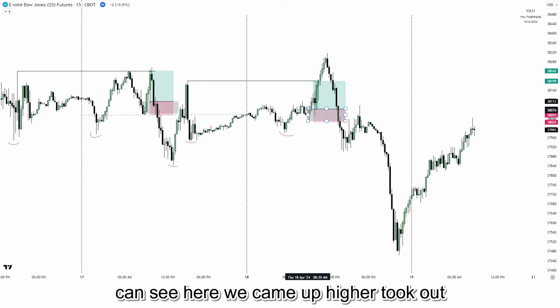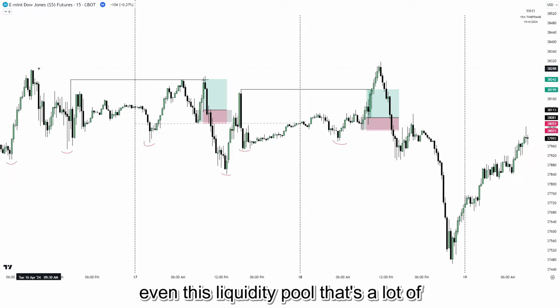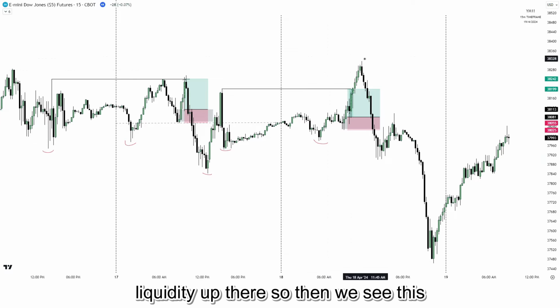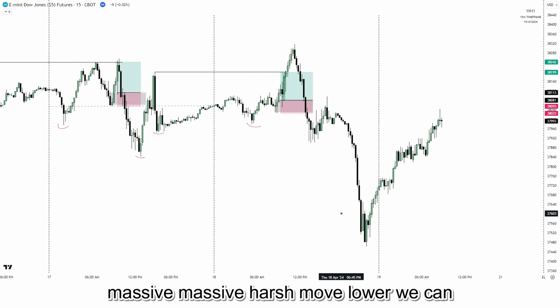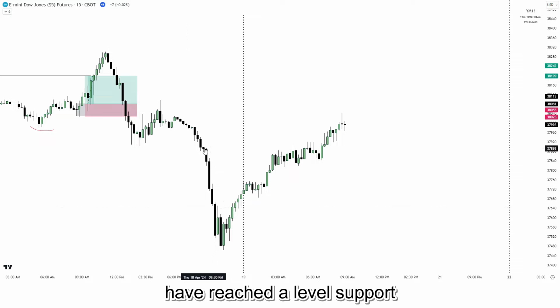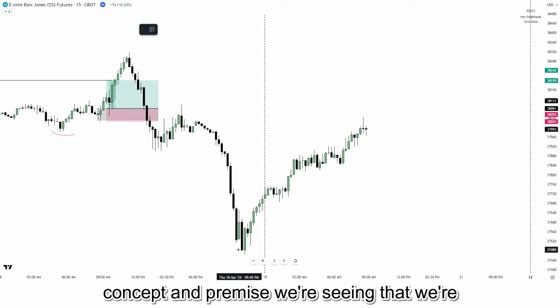As we can see here, we came up higher, took out this liquidity pool, and even this liquidity pool. That's a lot of liquidity up there. So then we see this massive harsh move lower. We can clearly see inside of the marketplace that we have reached a level of support following this break to the upside. Same concept and premise.